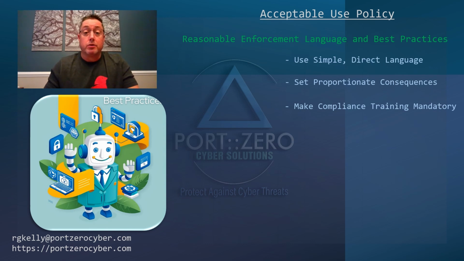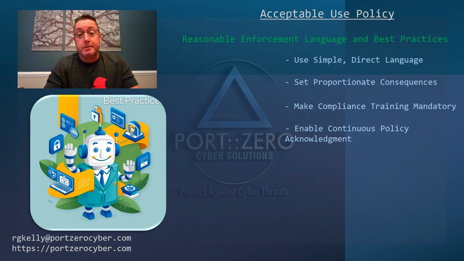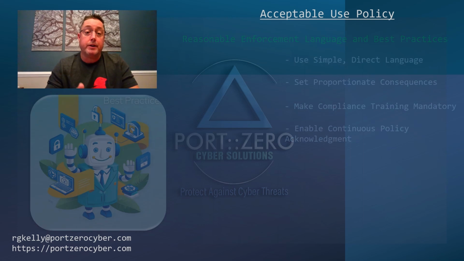Make compliance training mandatory. Regular training sessions reinforce understanding and adherence. Port Zero can help deliver effective AUP training tailored to your organization's unique requirements. Enable continuous policy acknowledgement. Require employees to acknowledge the policy regularly, such as during the onboarding process and annually as well, to reinforce its relevance. When language is clear and consequences are fair, employees are more likely to comply, which is a core principle for us at Port Zero Cyber Solutions. Together we can create a secure and productive work environment.